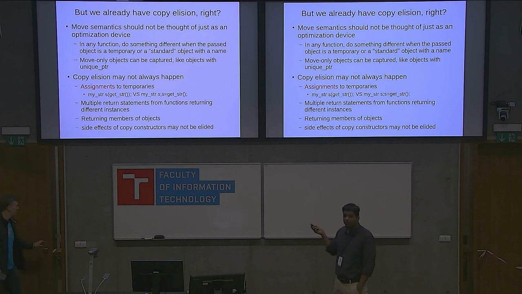And you can have observable side effects in move constructors as well. Also, assigning cannot be elided. There's no such thing as assignment elision, just like there is for copy elision. You cannot elide the copy when you assign. So elision may or may not happen. If it does happen, constructors will not be called at all. If it does not happen, and if you have a move constructor, you have optimized code which is going to move and not copy.